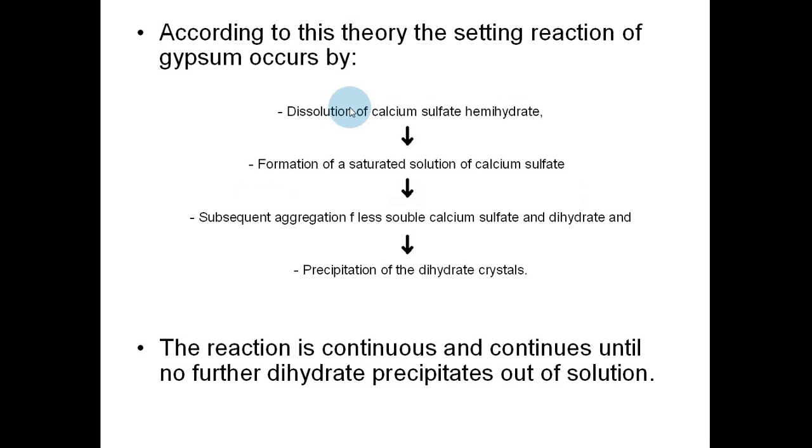According to this theory, the setting reaction of gypsum occurs by the dissolution of calcium sulfate hemihydrate, the formation of a saturated solution of calcium sulfate, and the subsequent aggregation of less soluble calcium sulfate dihydrate, and then the precipitation of the dihydrate crystals. The reaction is continuous and continues until no further dihydrate precipitates out of solution.